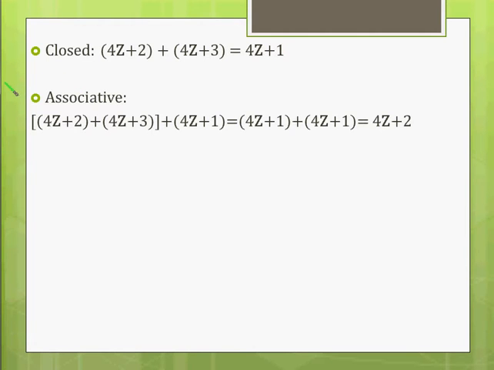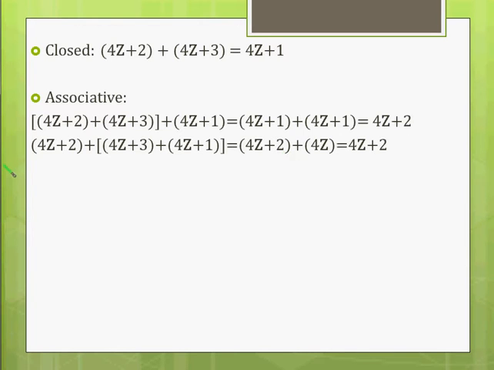It's also associative. It doesn't matter what order you add the elements. Whichever order we add 4z plus 2, 4z plus 3, and 4z plus 1, we're going to get a multiple of 4 plus 2. It doesn't matter which order, which should be pretty intuitive since we're talking about addition. And what's the identity? Well, the identity is just 4z. That's the element which you add to any other element to get that other element.